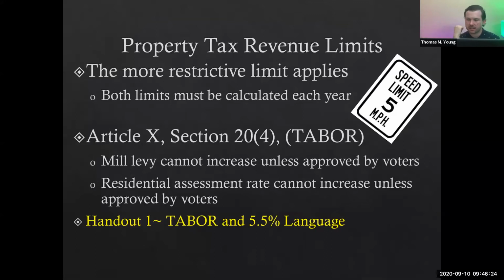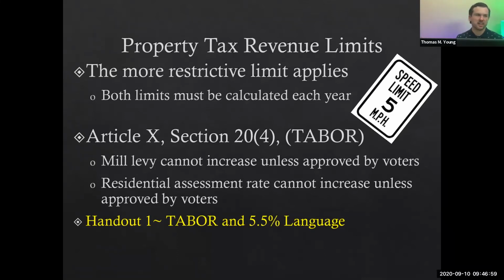The entities have to calculate their revenue budget, their limit, under each limit. So you have to go through TABOR and say, with local growth and inflation, how much money can I get? And then under the 5.5% limit, you have to do how much did I get last year plus 5.5%. Whichever one of those is more restrictive is the limit that applies.